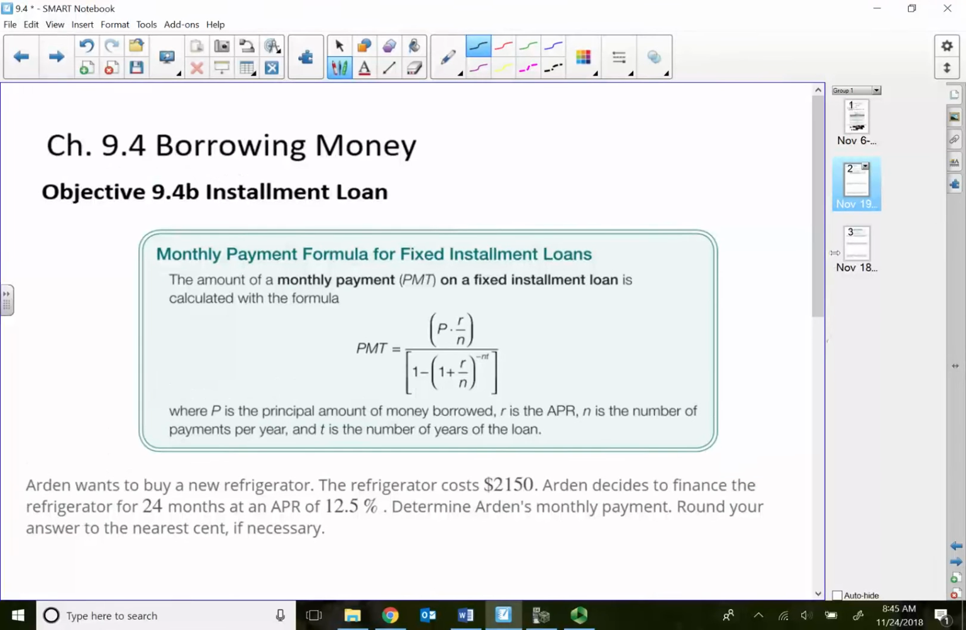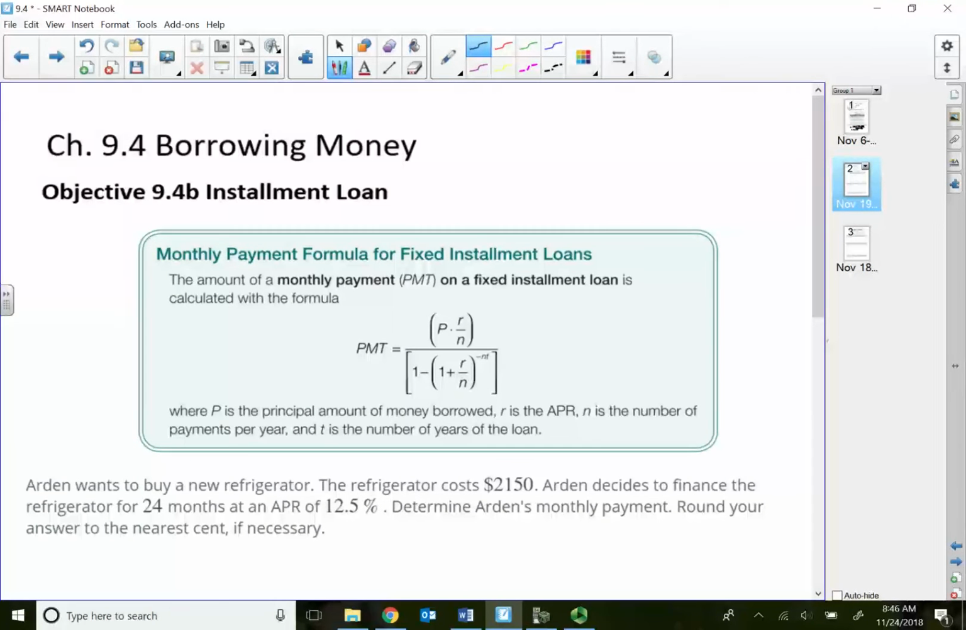This is considered close-ended because there's an actual definite due date for the entire loan to be paid off, such as car payments. A car payment is considered an installment loan. Once you purchase the car and finance it, every month you have to pay your monthly payment, because when you borrow money to buy that car for 60 months, that car has to be paid off in 60 months.